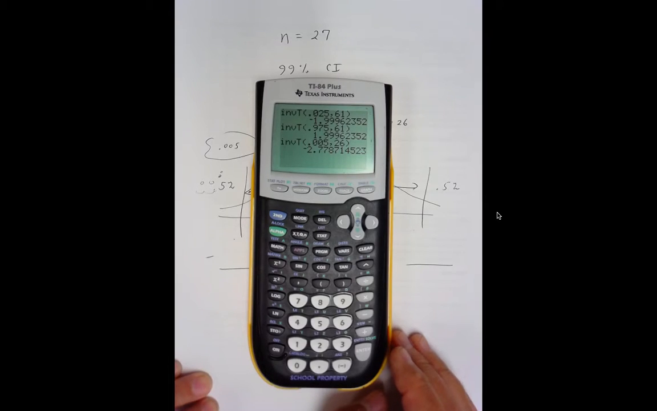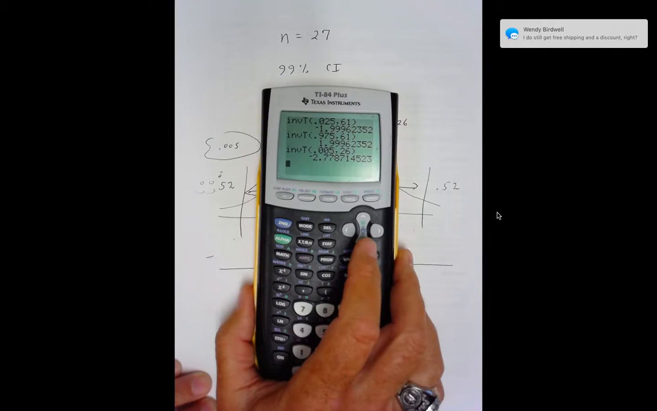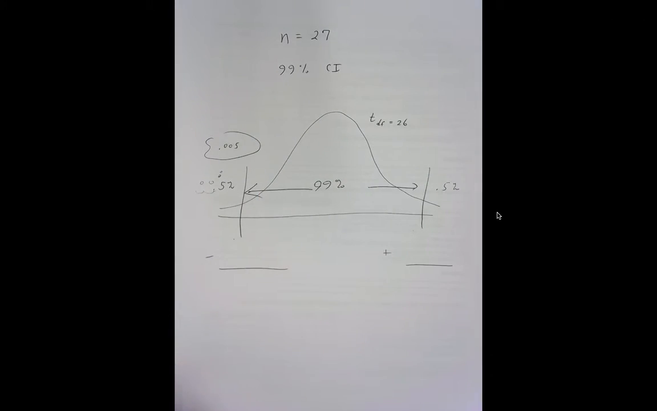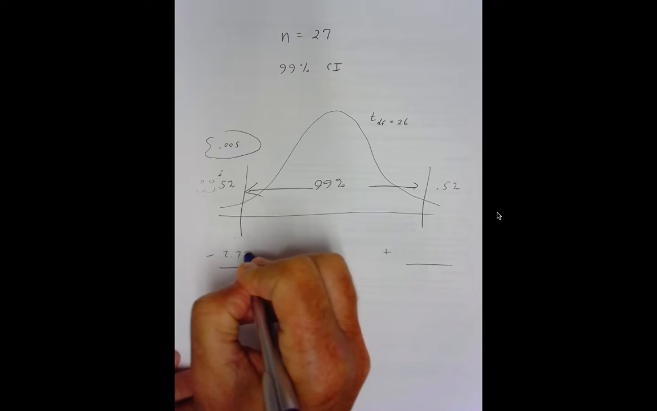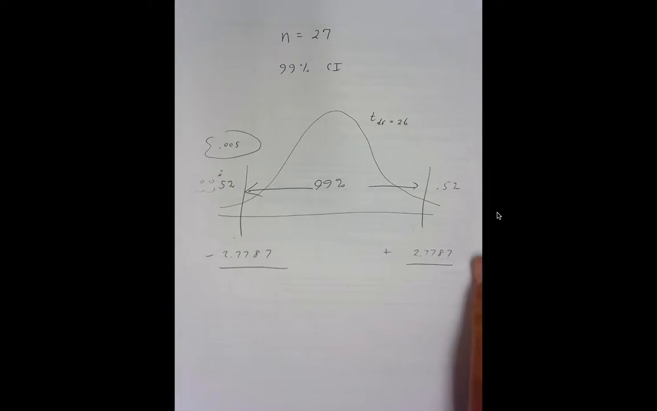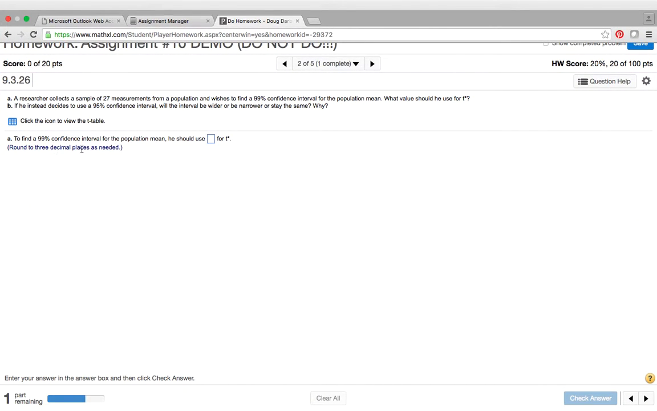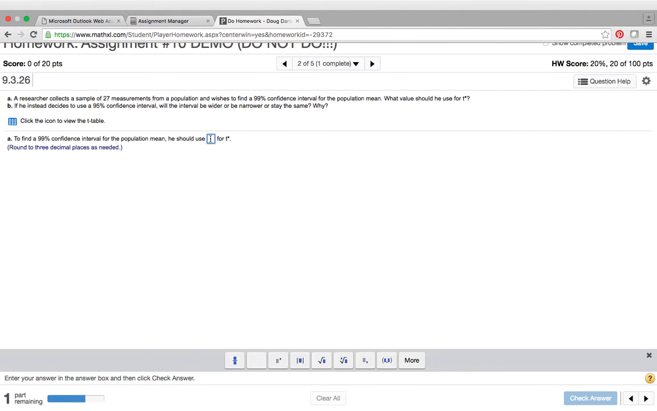So I'm negative 2.7787. So I know that this is positive 2.7787. Now I don't know how far I need to go out. I'll have to read the problem and see. So it says round to three places, so my value for t.